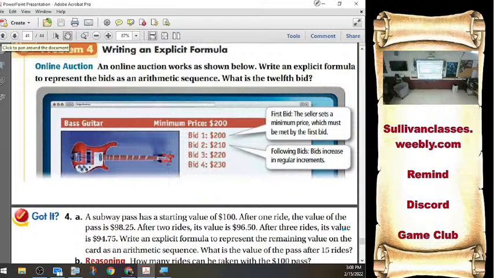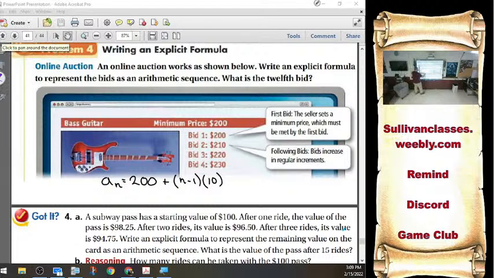What is the 12th bid? So I start by saying A sub n is A sub 1, first bid, 200, plus n minus 1 times d. D is my common difference. The difference is it's going up 10 every time. There you go. Now I can clean that up. I can rearrange it into the formula. Write an explicit formula that represents this as a sequence.